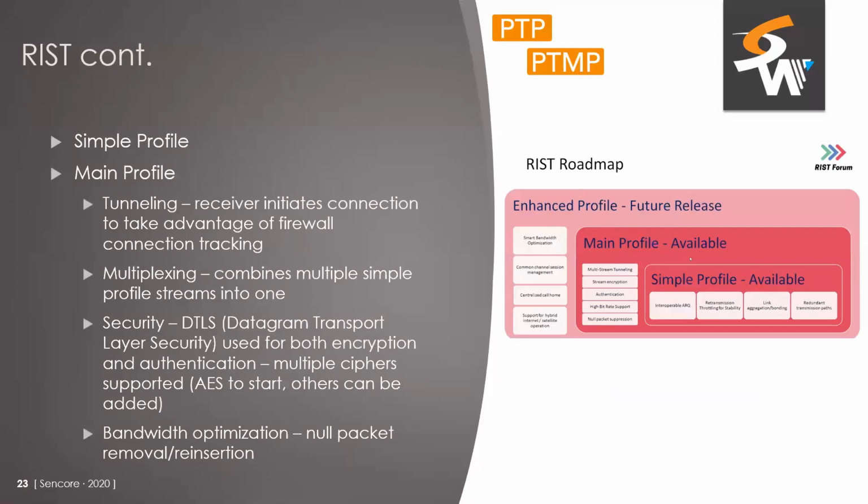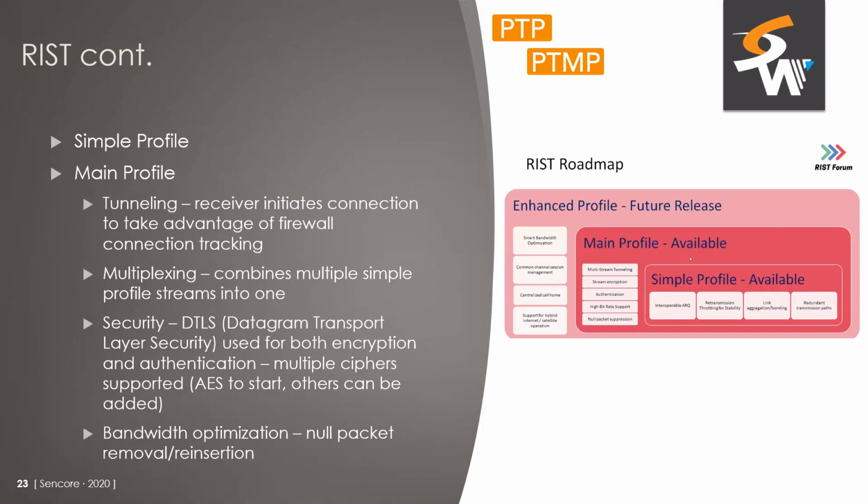So these two profiles, I'm going to dig in a little bit here in more detail, but I put on the right-hand side there kind of the hierarchy of them. But we have the simple profile, and then each one of the ones, the main profile and enhanced profile, all build on top of those. So in the simple profile, again, we have our ARQ retransmitting, link aggregation and bonding, redundant transmit path, things like that, that are going to just get a reliable stream across the internet. Then in main profile is where we really, I think, in my opinion, add a lot of useful features specifically to sending over the internet.